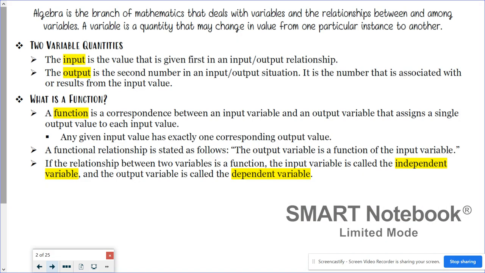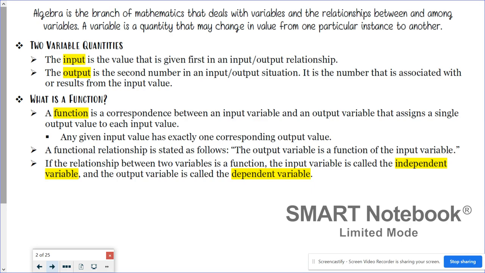And so, any relationship involves two quantities. You've got the input, which is usually the value that's given first in a relationship, and the output is the second value. It is what results. When the input goes through the relationship and the result is the output, that is essentially the relationship between the two.